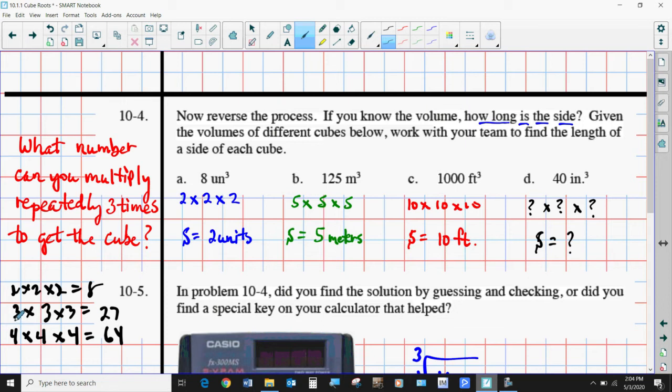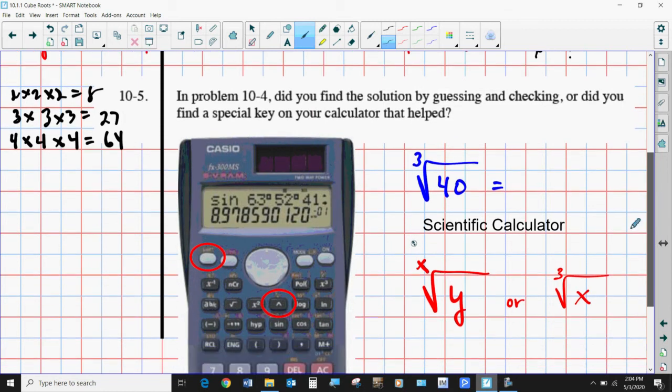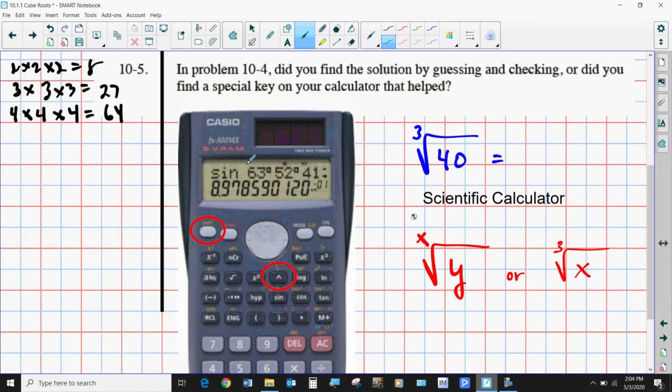It's a little bit trickier, a little bit harder than estimating square roots like we did at the beginning of chapter 9. So this is where we introduce scientific calculators. This is going to help tremendously. The problem is not every scientific calculator I have found has this function for cube roots.